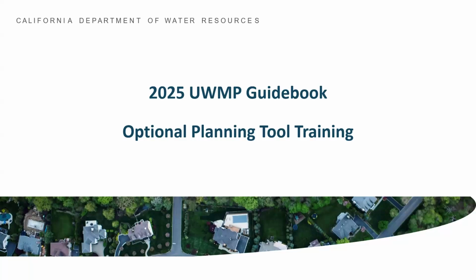And today I will be showing you how to use this optional planning tool so that you can use it to help you out with your UWMP for the 2025 cycle or any cycle after this. And this will be really helpful for you when you complete your UWMP, specifically the Water Service Reliability Assessment and Drought Risk Assessment sections of the UWMP. So let's get into it.